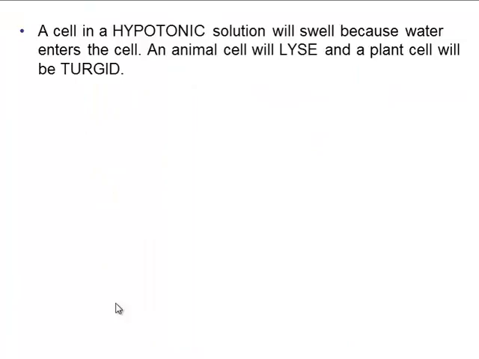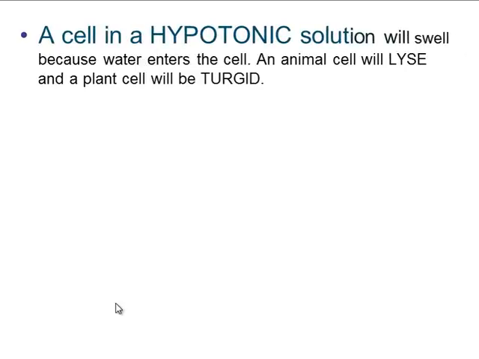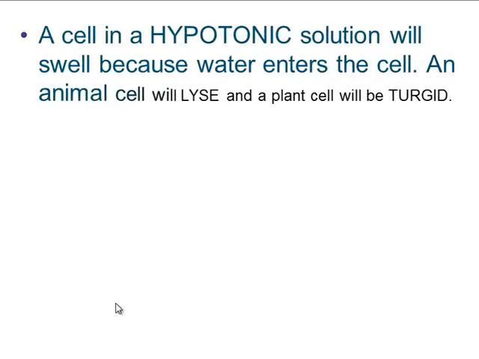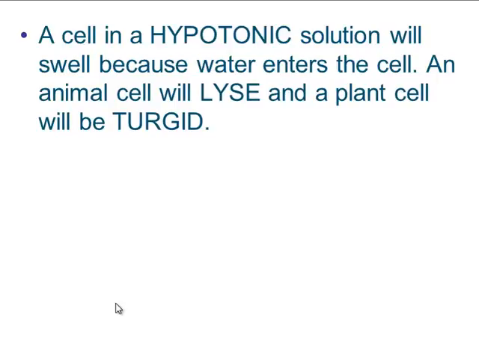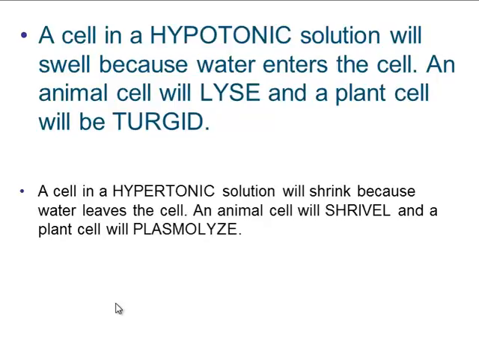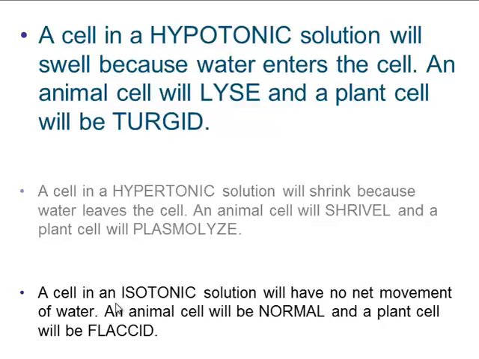So in a hypotonic solution, a cell will swell because water enters. In animals, we call this lysing because it bursts. In plant cells, it's turgid. It won't burst because the cell wall keeps it from popping. A cell in a hypertonic solution is going to shrink. An animal cell shrivels, a plant cell plasmolyzes. And finally, in an isotonic solution, there's no net movement of water. The animal cell is normal, and the plant cell is flaccid. And that concludes our exploration of passive transport.